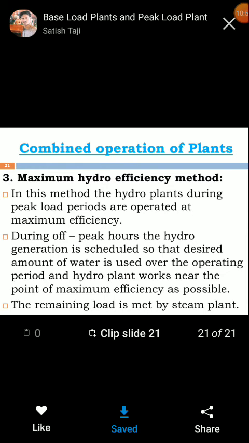Now repeat again, maximum hydro efficiency method. In this method, the hydro plant during peak load periods is operated at maximum efficiency. During off peak hours, the hydro generation is scheduled so that the desired amount of water is used over the operation period, and the hydro plant works near the point of maximum efficiency as possible. The remaining load is met by the steam plant.